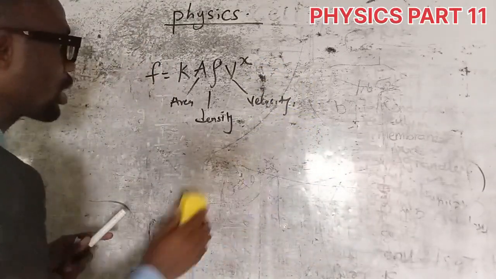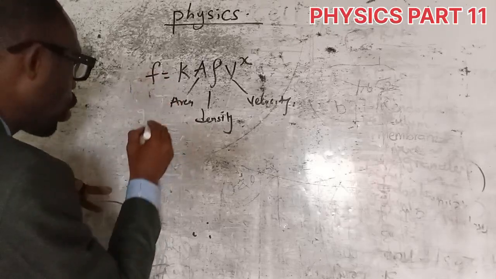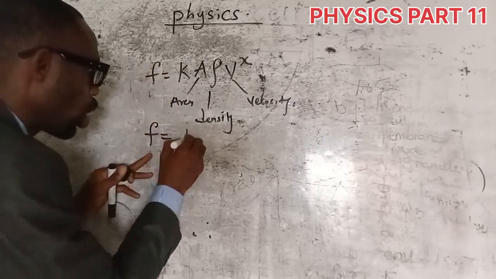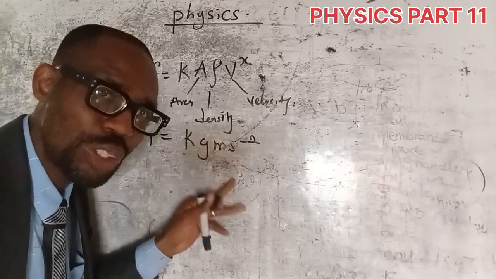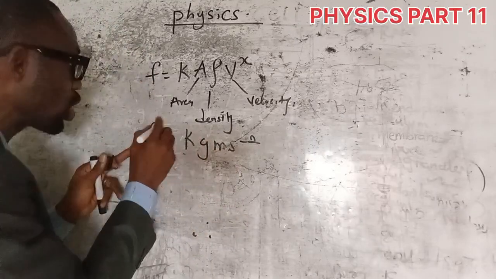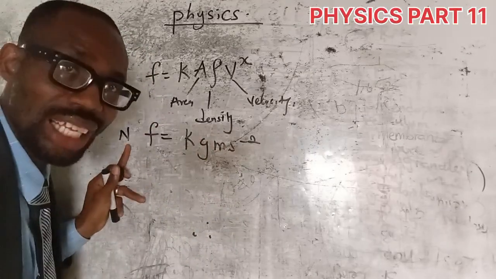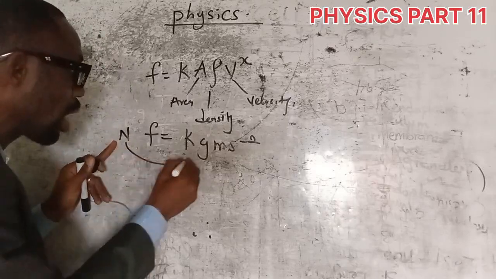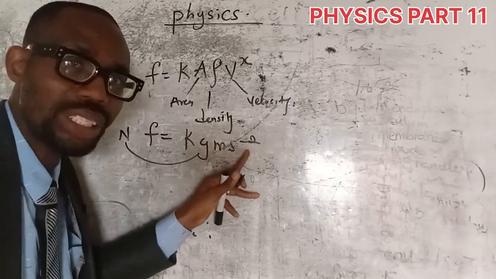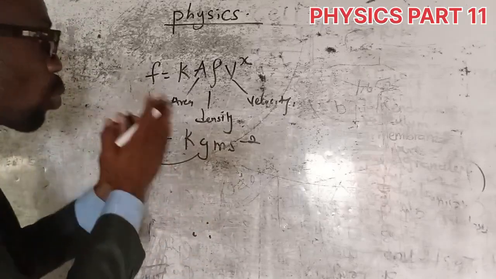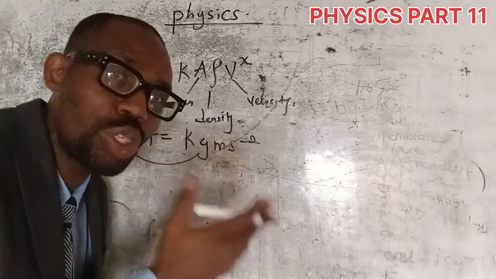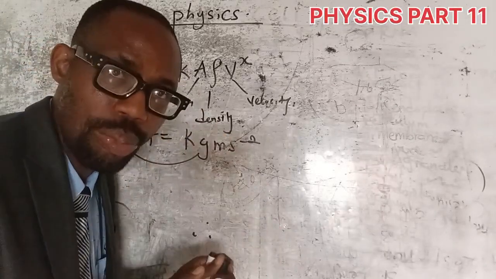Okay, so let's go. Now, remember, I told you force is equal to kilogram meter per second square. Take note, this thing is very important. We know force is Newton. The SI unit of force is Newton, and Newton is broken down as kilogram meter per second square. I beg you, for you to be able to solve questions like this, you must know these units, both derived and their fundamental units.